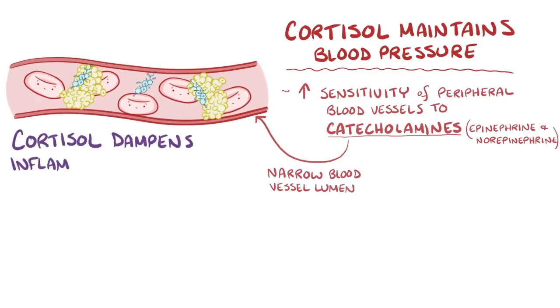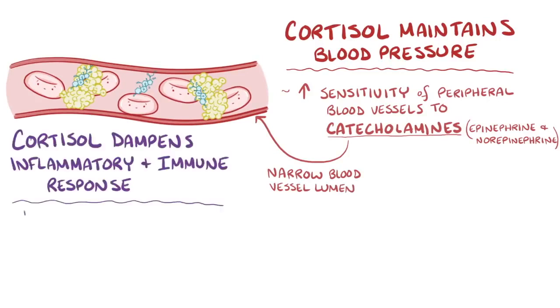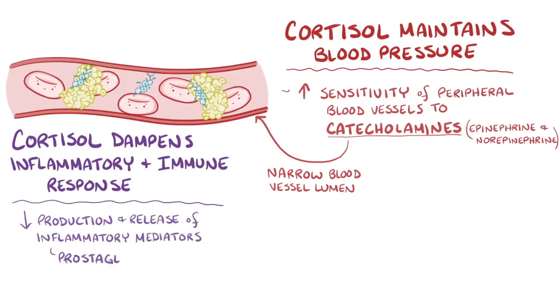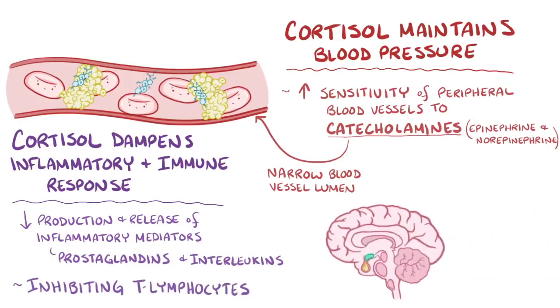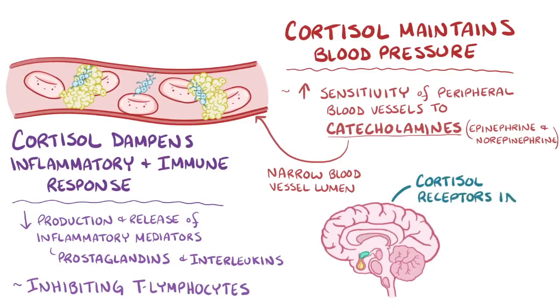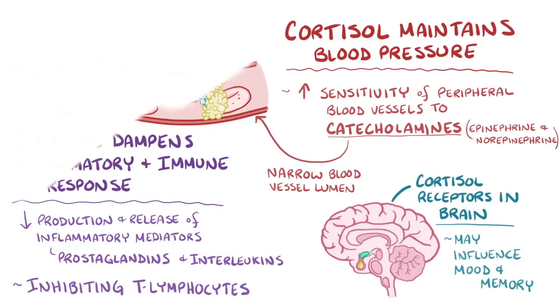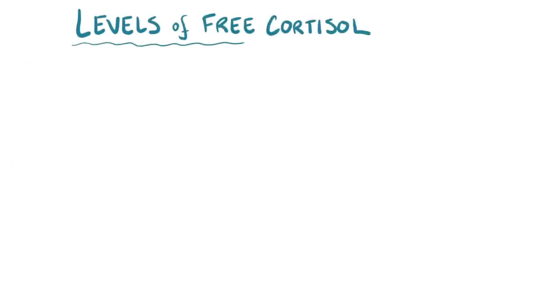Cortisol also helps to dampen the inflammatory and immune response by reducing the production and release of inflammatory mediators, like prostaglandins and interleukins, as well as inhibiting the proliferation of T lymphocytes. Finally, cortisol receptors are present in the brain, where their full effect is still actually unclear, but might influence things like mood and memory. For all this to work properly, though, the levels of free cortisol have to stay within the normal range.